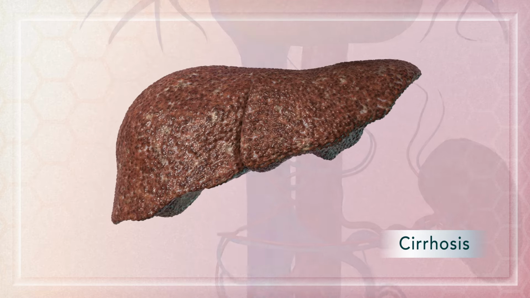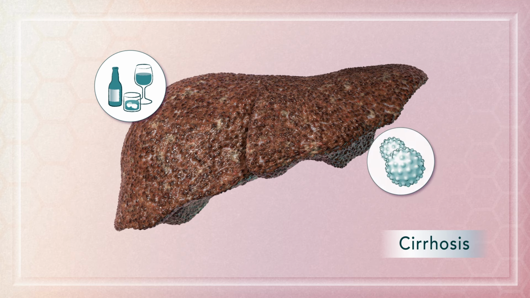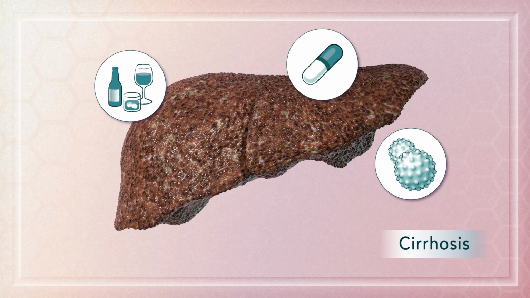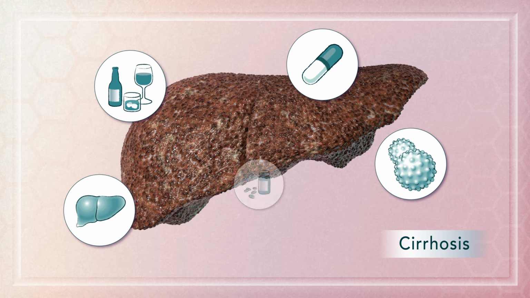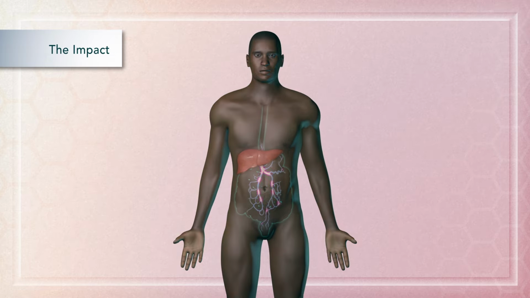Cirrhosis refers to widespread scarring of the liver and can be caused by long-term alcohol abuse, viruses such as hepatitis C and B, certain drugs, advanced fatty liver disease, or excess iron intake. Around a liter of blood flows into the liver from the portal vein every minute.